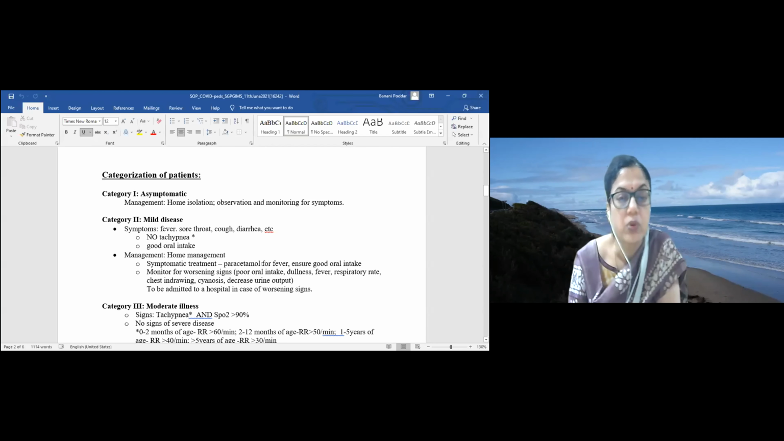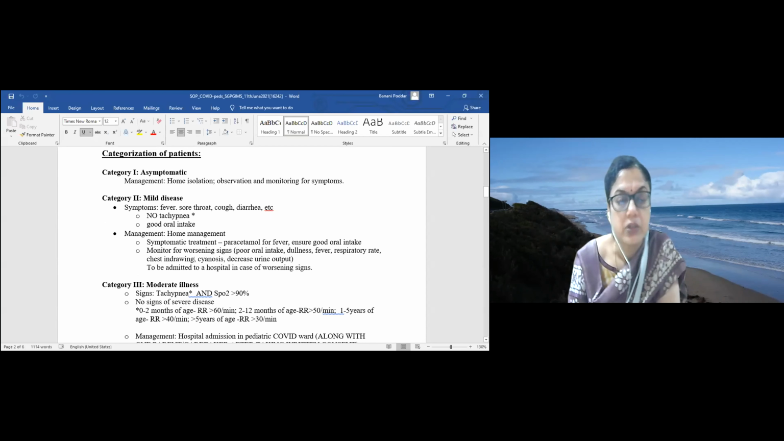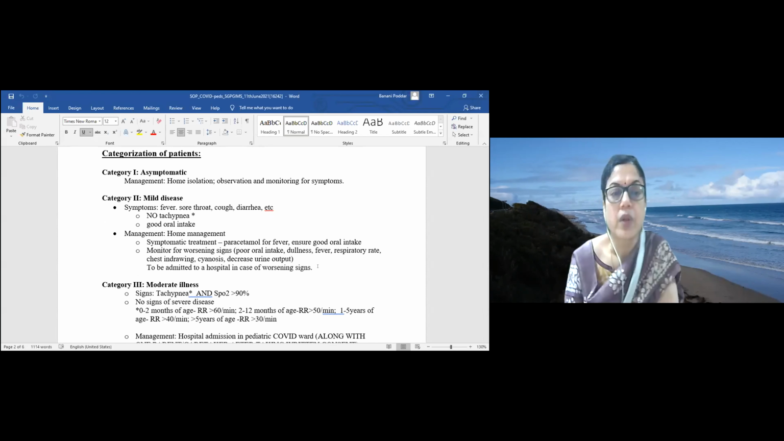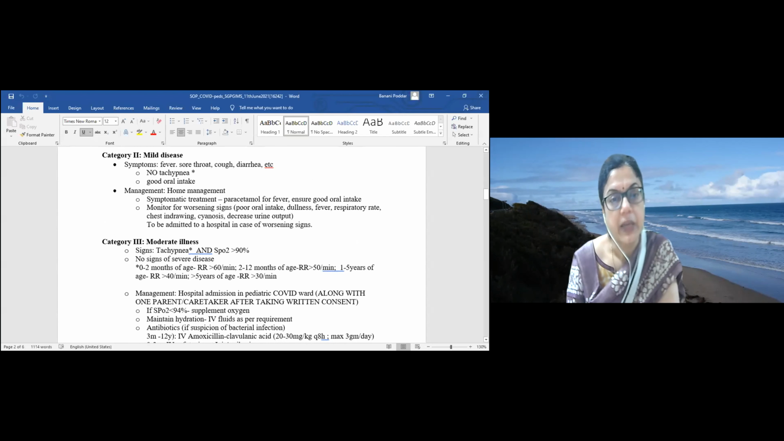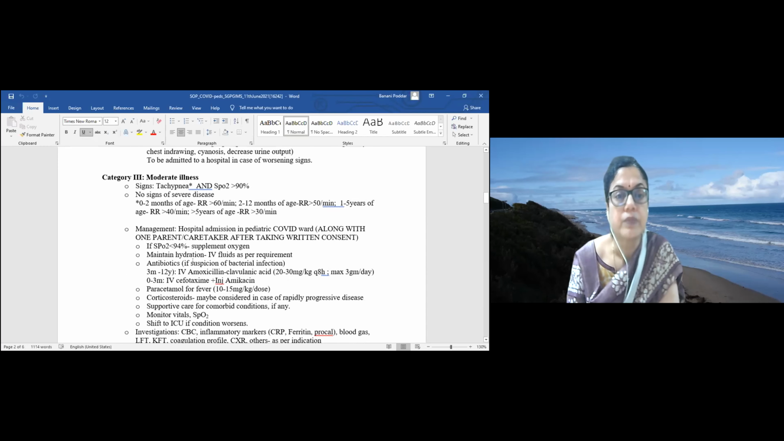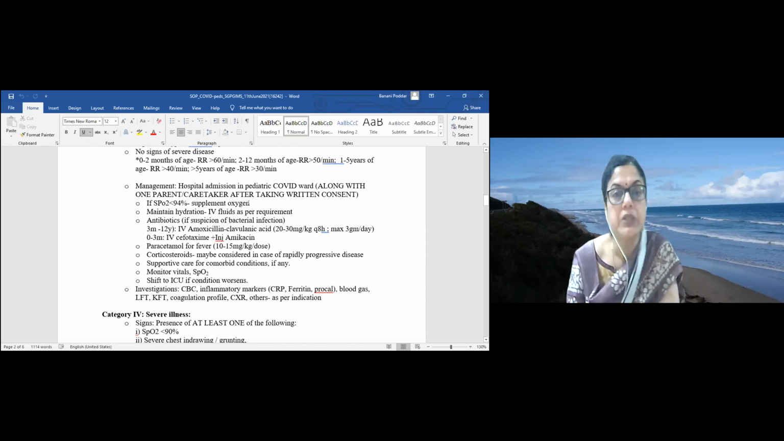Again, home treatment and only symptomatic management for fever, a good oral intake to be ensured, and all the danger signs to be taught to the mother or the father, who will then monitor these signs. Moderate illness, tachypnea, and SpO2 fall, but it is above 90%. So it is less than 94, but it is more than 90%. It is greater than 90%, but less than 94. No signs of severe disease, and supplemental oxygen.